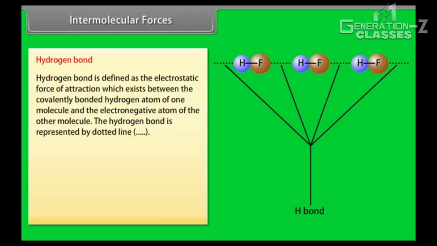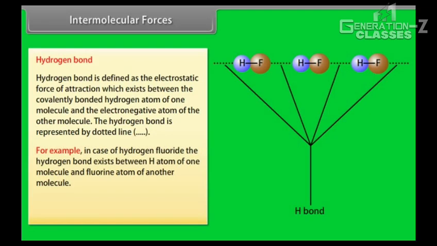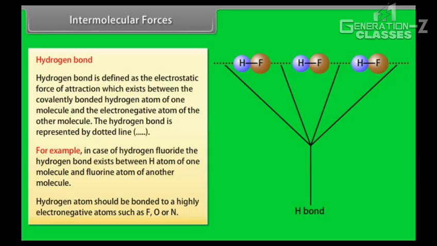Hydrogen bond. Hydrogen bond is defined as the electrostatic force of attraction which exists between the covalently bonded hydrogen atom of one molecule and the electronegative atom of the other molecule. The hydrogen bond is represented by a dotted line. For example, in case of hydrogen fluoride, the hydrogen bond exists between the H atom of one molecule and the fluorine atom of another molecule. The hydrogen atom should be bonded to highly electronegative atoms such as fluorine, oxygen or nitrogen. The larger the electronegativity of the other atom, the greater is the strength of the hydrogen bond.